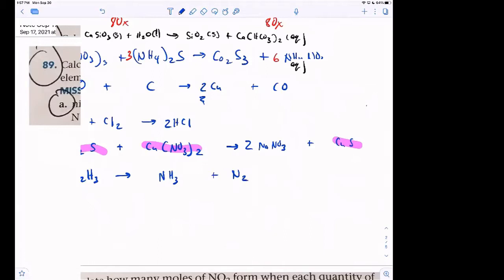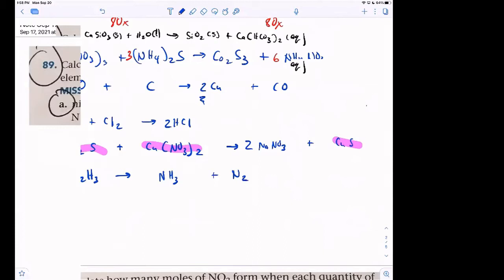So I'm pointing at the N2H3. There's 3 hydrogens over here on the left, and then there's 3 hydrogens on the right with the NH3, the ammonia. So that ratio between those molecules is going to have to be 1 to 1, because hydrogen is only found in 1 molecule on the left, and it's only found in 1 molecule on the right. So those have to be the same ratio.